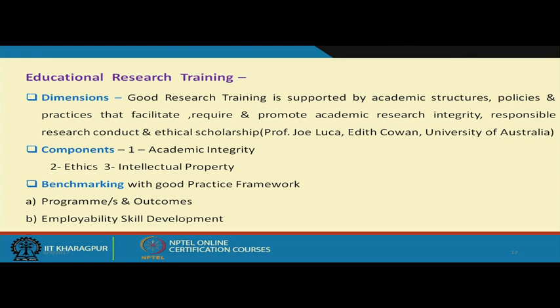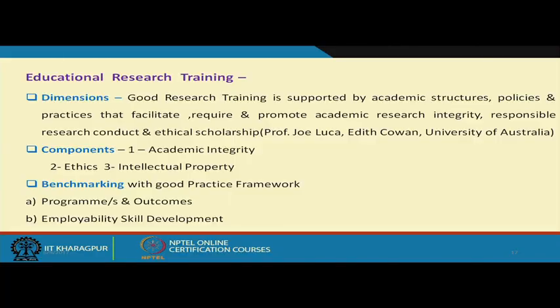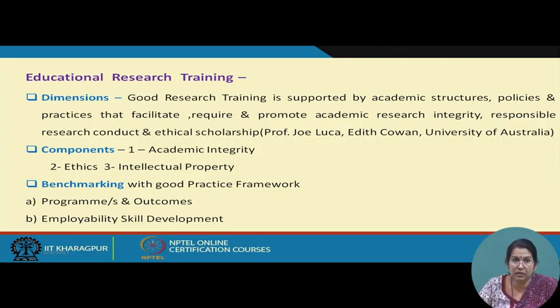It is not about copy and paste, repeating or plagiarizing any of the research topics. So, you must have good research conduct and ethical scholarship. Research also involves ethical values, scholarship, academic integrity and research integrity. These are the primary principles of good research training. So, there are three important components. One is academic integrity. As an academician and a professional, you must have academic integrity. You must have professional ethics, values and ethics, that means your disciplinary and domain ethics.